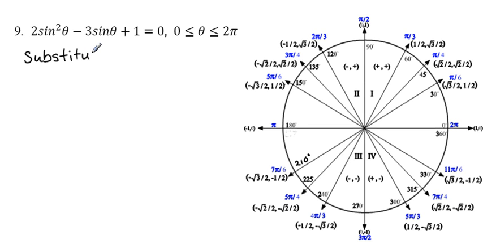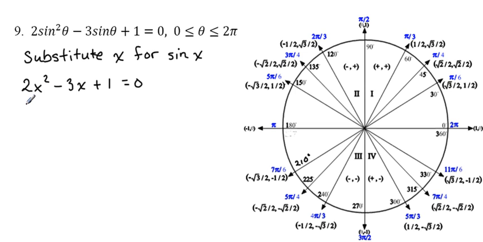substitute an x wherever we see a sine. Now, if we do that, we're going to rewrite our equation, and it's going to look like so. 2x squared minus 3x plus 1 equals 0.